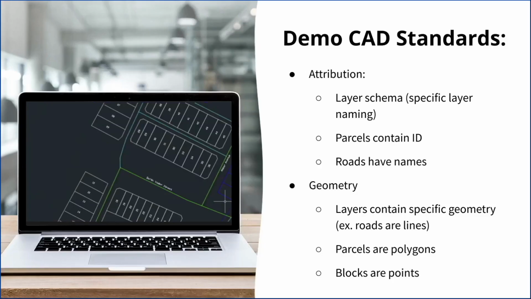In this example, I've cherry-picked a few examples of typical standards. We're going to look at specific layer naming, so for the layer schema, and we're also going to want to retain text annotations as attributes on the geometry, similar to what Dale had done with road names on the road features. Incoming layers will have to contain specific geometry, so I'm expecting that my roads are coming in as lines, my parcels are coming in as polygons, and that my blocks are coming in as points.